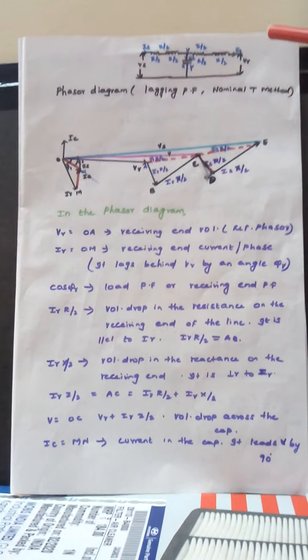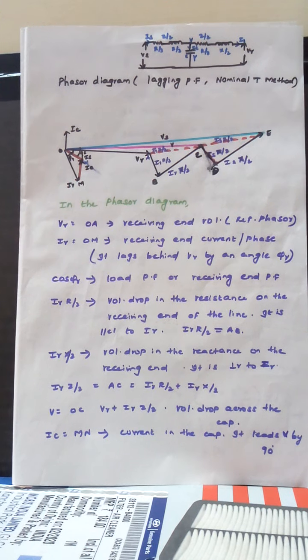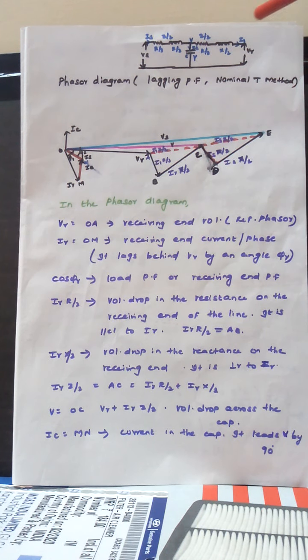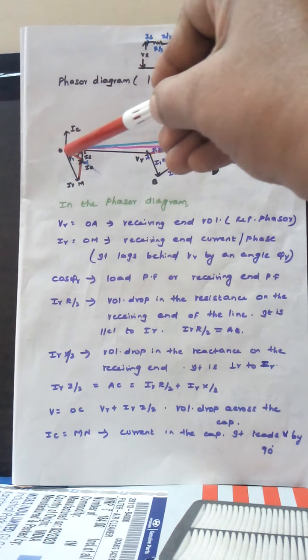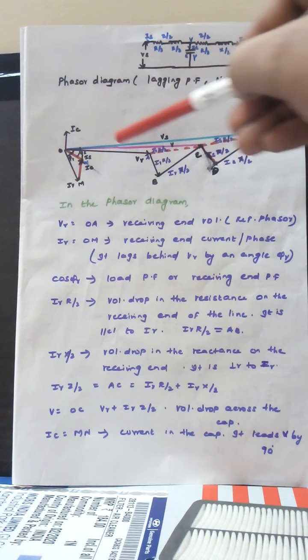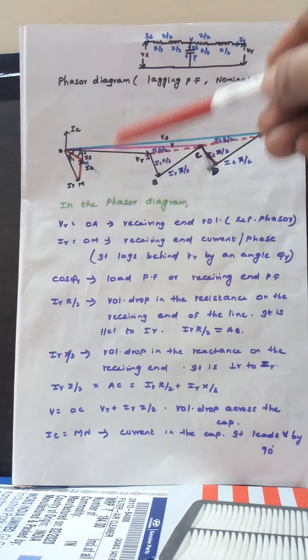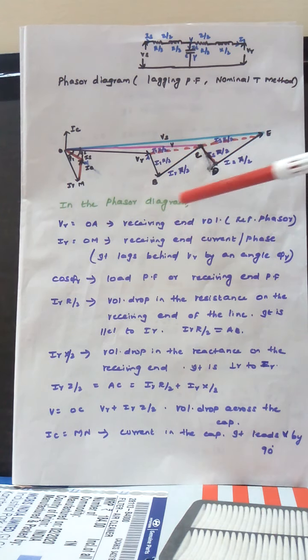Next we have to draw the phasor diagram. For the nominal T method, we are considering a lagging power factor. So this is your equivalent circuit, correct? Here I'm drawing from the back side. I'm taking VR as a reference. We have to draw a line, VR as a reference. I'm considering the phasor OA. So VR equal to OA, that is the receiving end voltage. I'm taking it as the reference phasor here.